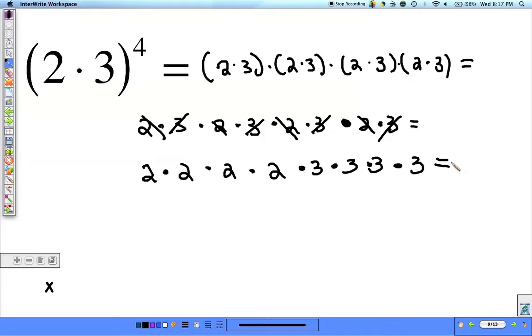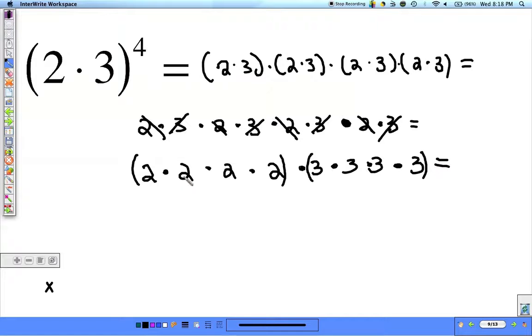And now, since I took away parentheses, I can just add them if it helps me organize myself. Since this is all multiplication, I can add parentheses wherever I want, and I'm going to use them to group all of the 2's and all of the 3's.